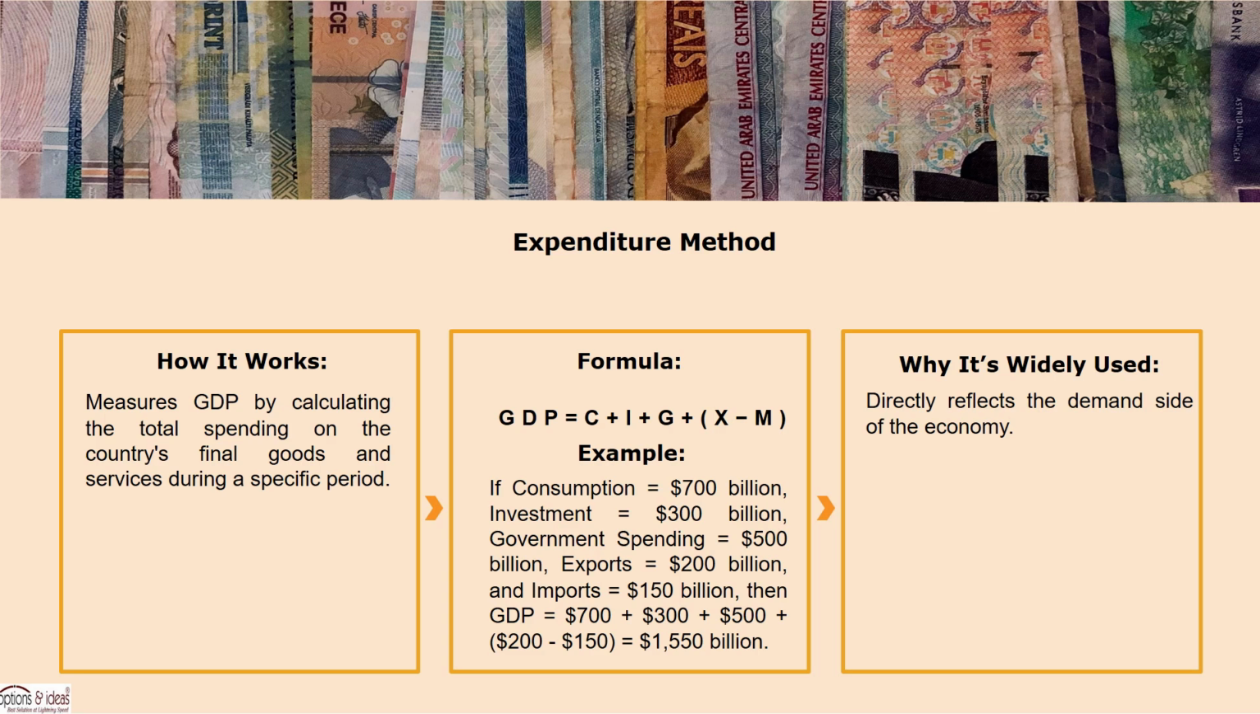Expenditure method. Measures GDP by calculating the total spending on the country's final goods and services during a specific period. Why it is widely used: directly reflects the demand side of the economy. Formula and example.